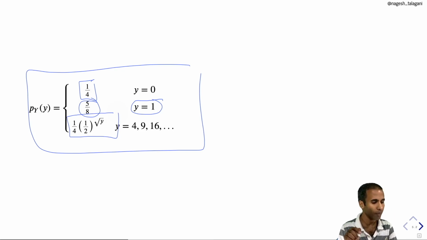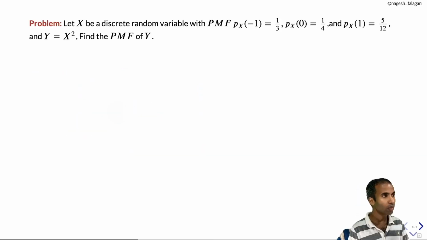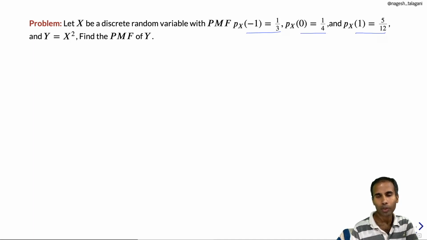Okay. Fine. Next problem. Let X be a discrete random variable with the PMF values at -1, 1 by 3, at 0, 1 by 4, at 1, 5 by 12. It's perfectly a valid PMF. As you can see, all are positive and the sum adds up to 1. So it's a valid PMF. And Y equal to X square, then find the PMF of Y.